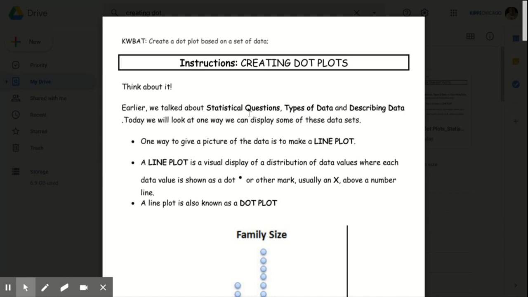Okay, we looked at types of data. There can be categorical data. Types of cars, that's categorical data. Ages of students, that's numerical data. Those are numbers, okay? And then we can describe our data, okay?